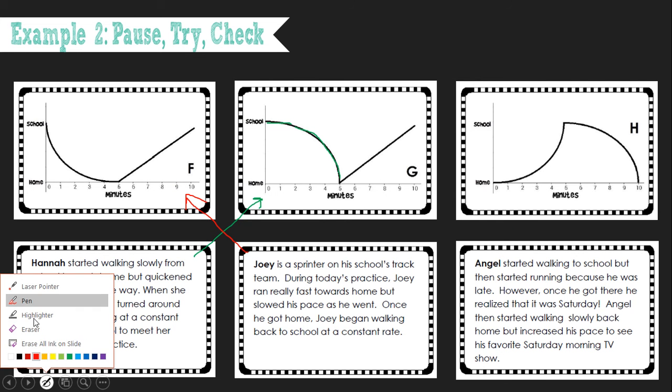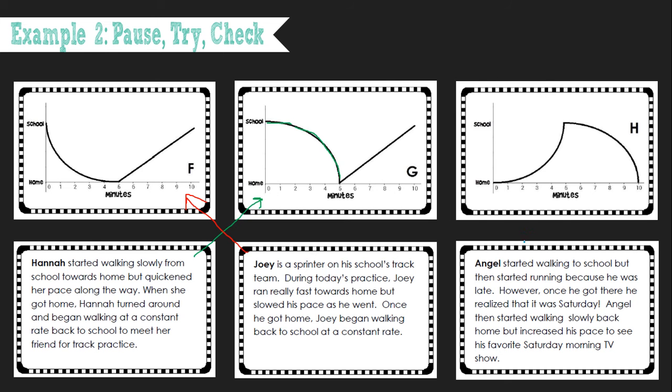But let's take a look at why. Angel started walking to school. So he's walking slow, slow, slow, but then he started running because he was late. However, once he got there, he realized it was Saturday. Angel then started walking slowly back, but then increased his pace to see his favorite Saturday morning TV show.